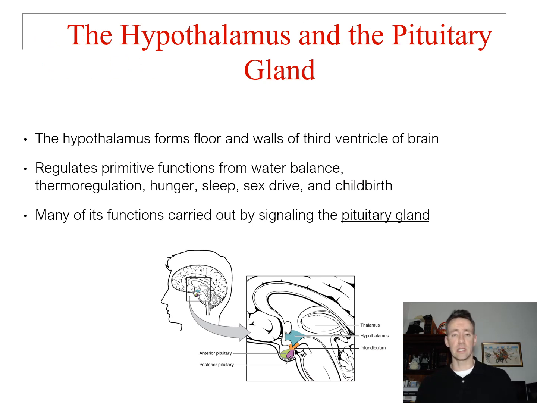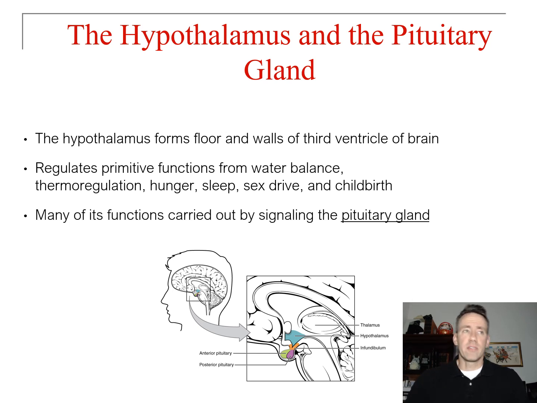Okay, so this is the hypothalamus and the pituitary gland. The hypothalamus forms the floor and the walls of the third ventricle. All right, and basically it regulates primitive functions, things like water balance, which we've discussed in earlier lectures, thermoregulation, so our body temperature, hunger, sleep, sex drive, and childbirth. And so that's kind of a very broad overview of some of its function.